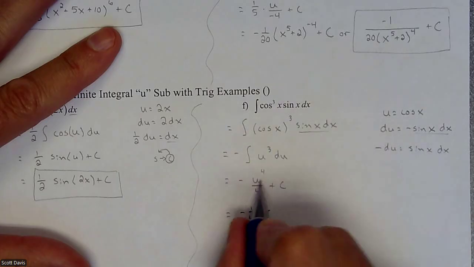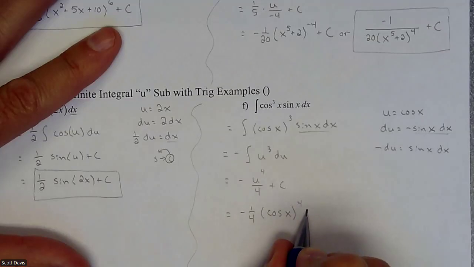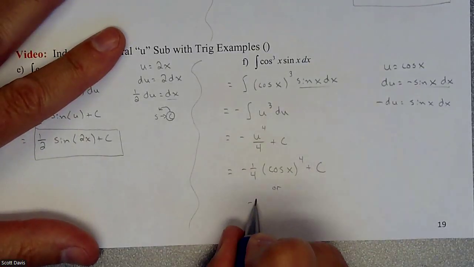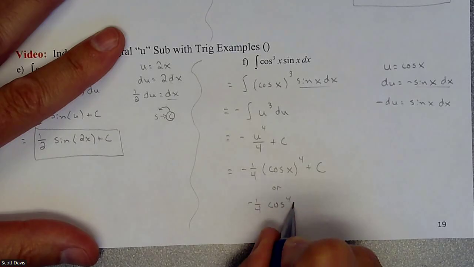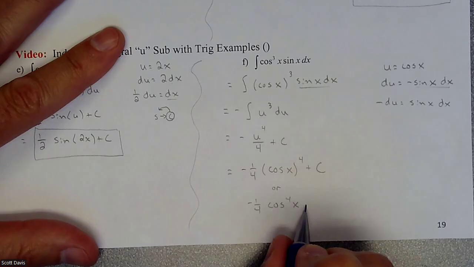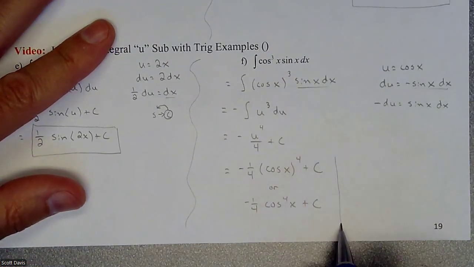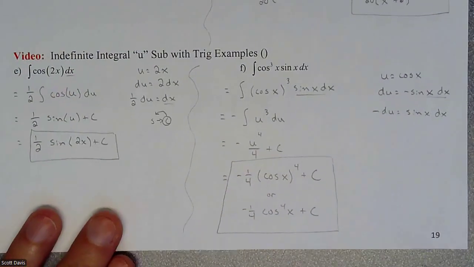Where are we at? Our u was cosine. So cosine x to the fourth power plus C, right? One way to write it, or if you would rather, negative 1/4 cosine of the fourth x plus C, whichever version of that you're more comfortable with, but technically they're exactly the same. All right, so that was doing two trig problems.